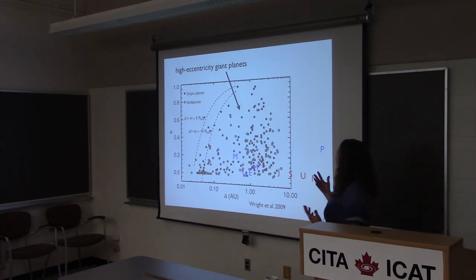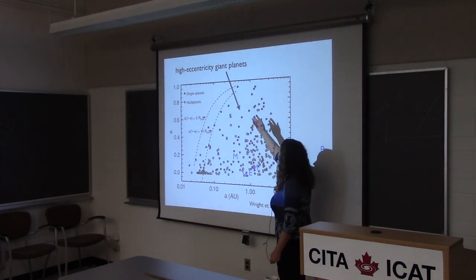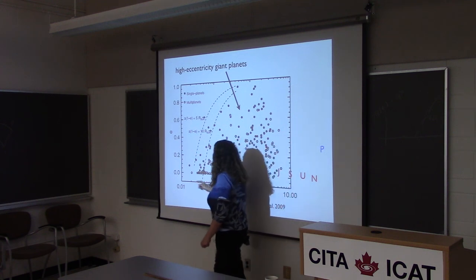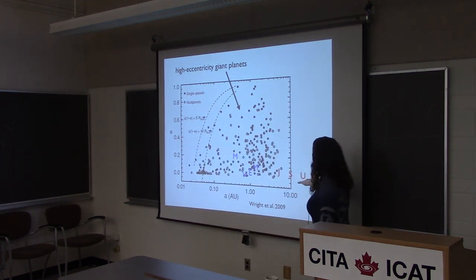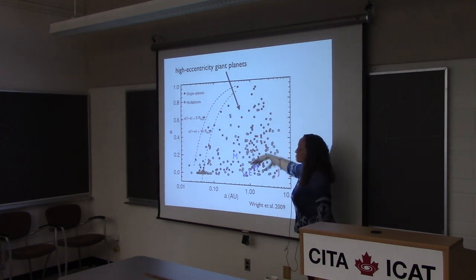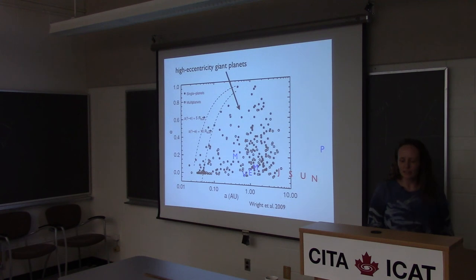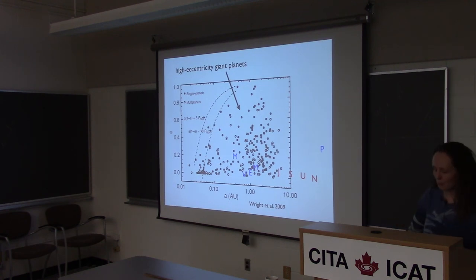So one of the other early results from exoplanet observations is, of course, that many of these giant planets found with the radial velocity surveys have very high eccentricities. So here we have distance versus eccentricity. Here are the giant planets in our solar system for reference, and these are on very close to circular orbits. And many of the giant planets found by radial velocities are not.